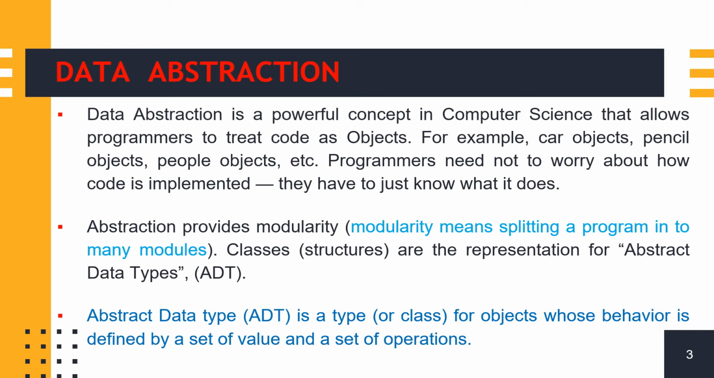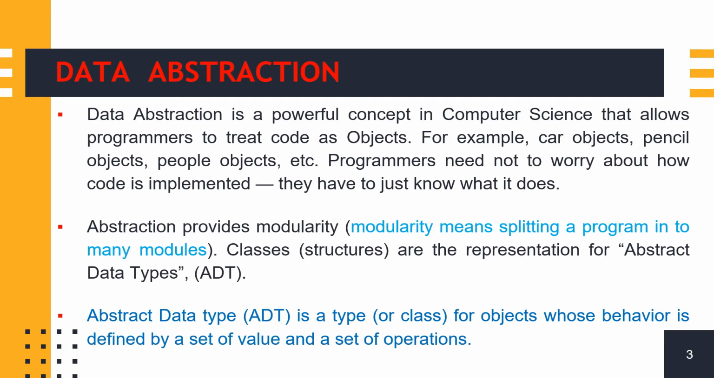Data abstraction is a powerful concept in computer science that allows programmers to treat code as objects. For example, car objects, pencil objects, people objects, etc. Programmers need not worry about how code is implemented. They just have to know what it does. Abstraction provides modularity. Modularity means splitting a program into many modules.